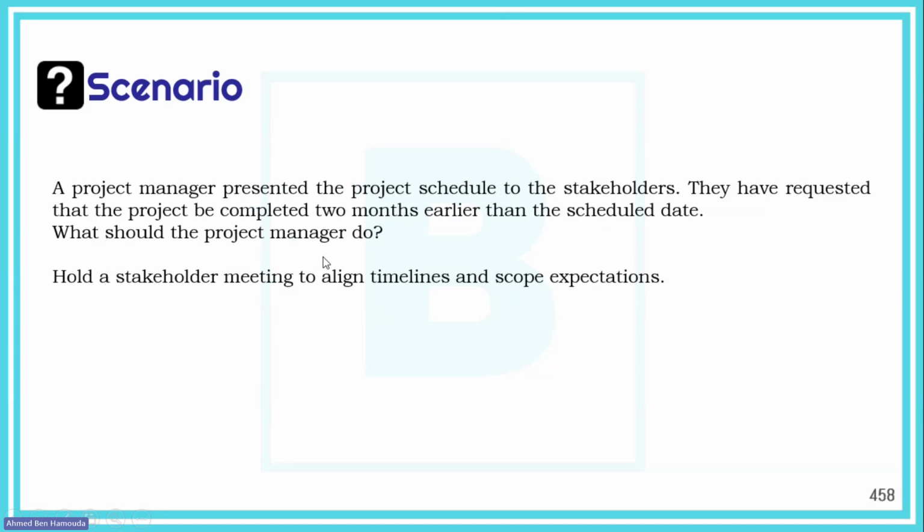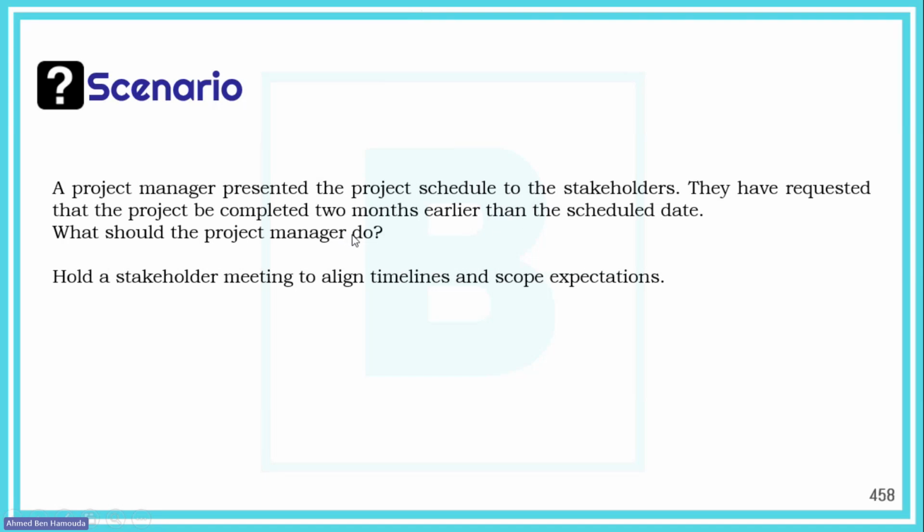Okay, let's have one more scenario. A project manager presented the project schedule to the stakeholders. They have requested that the project be completed 2 months earlier than the scheduled date. Now, we're past the planning, so we are just finishing the planning phase. We've presented the schedule to the stakeholders, and they requested that the project should be completed 2 months earlier. Now, what should the project manager do here?